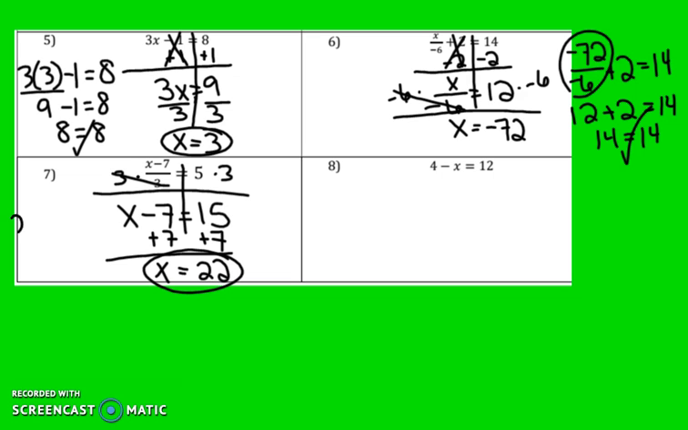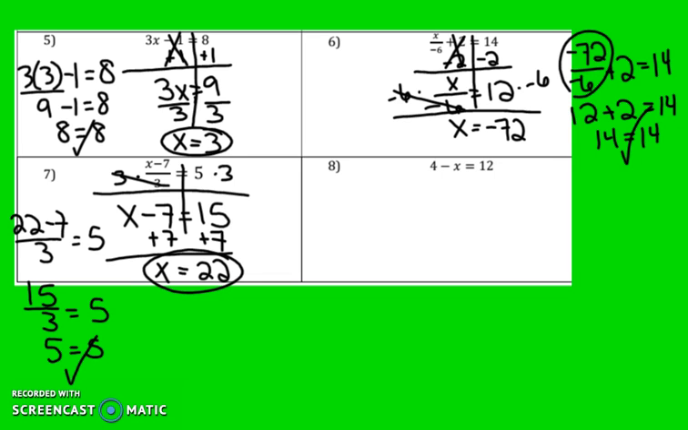Now, when I plug it in, I have 22 minus 7 over 3 equals 5. Again, if we use order of operations, we want to simplify our numerator first. So I have 15 divided by 3 equals 5. Well, 15 divided by 3 is 5, and so 5 is going to equal 5.